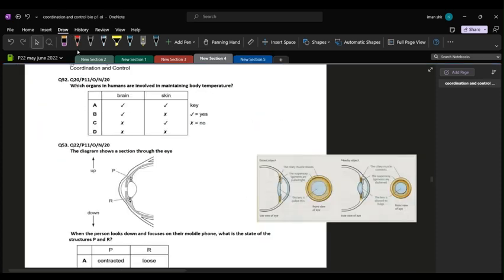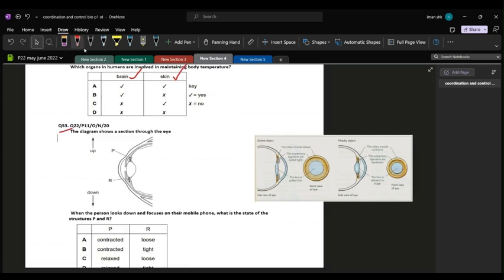Question number 52. Which organs in humans are involved in maintaining body temperature? So it is your brain and skin both that are involved in maintaining your body temperature. Brain has the control center, and skin gets the impulses, or it is the effector organ which would then carry out certain mechanisms. For example, blood vessels in your skin or sweat glands in your skin, they would either start producing more sweat, or they would go through vasoconstriction or vasodilation according to the temperature. So it has to be both of them.